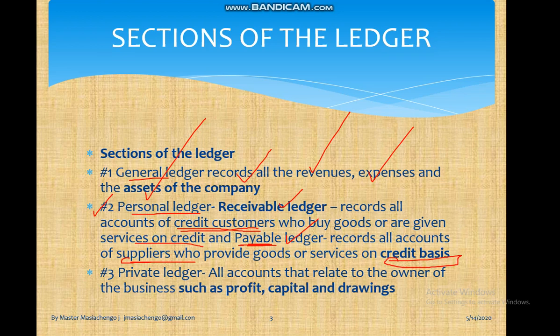Let's move on to the other ledger, which we call the private ledger. It holds all accounts that relate to the owner of the business. The owner of the business might be involved in introducing new capital into the business. When he or she introduces new capital in the business, that's a plus. We record that in the private ledger. Wherever the owner takes goods from the business for private use, it's a minus. So all this will be taking place in the private ledger. I think you are good to go on this one.